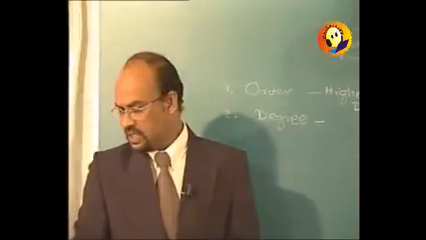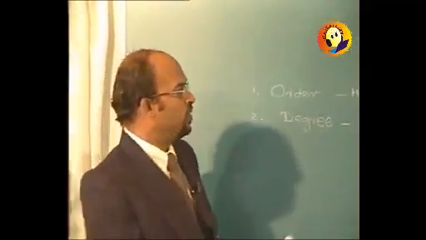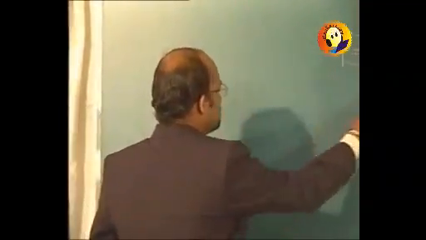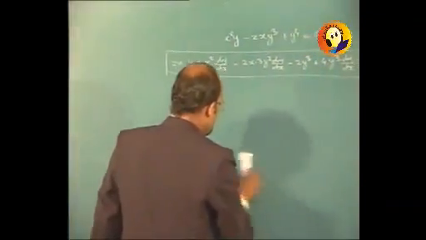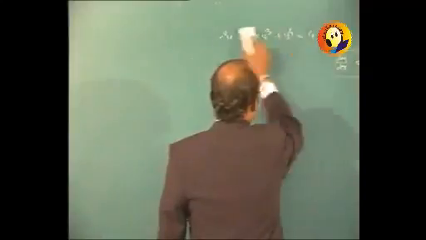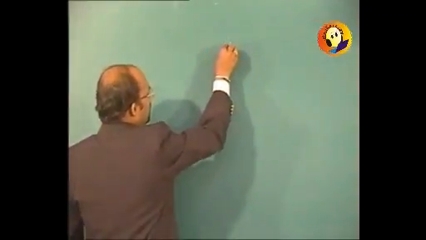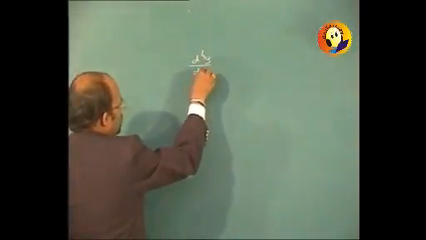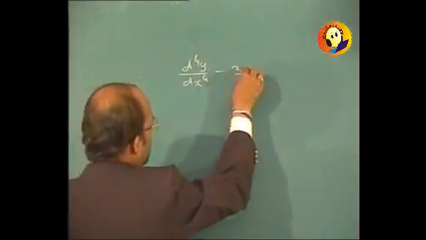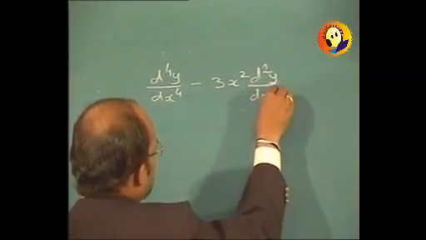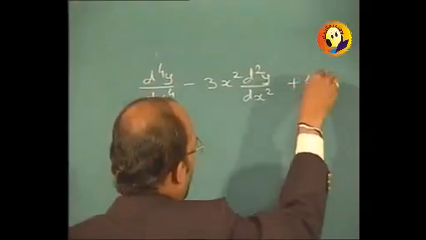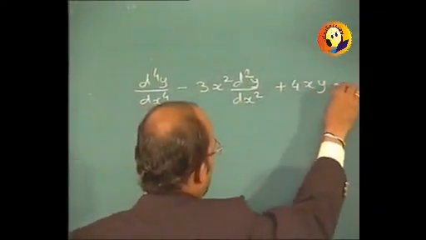But of course just these definitions will not be of any use. Let us take an actual example and see what we mean by the order and the degree of the differential equation. Say the equation is d raised to 4y by dx raised to 4 minus 3x square d square y by dx square plus 4xy is equal to 0.